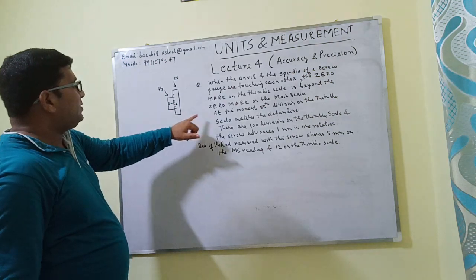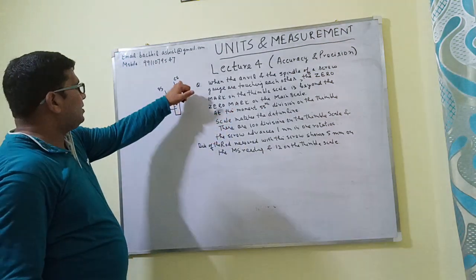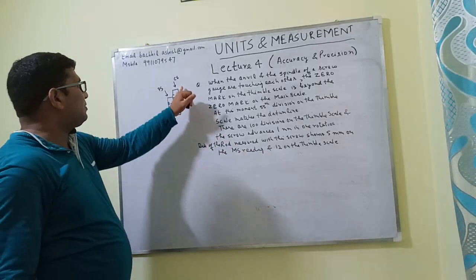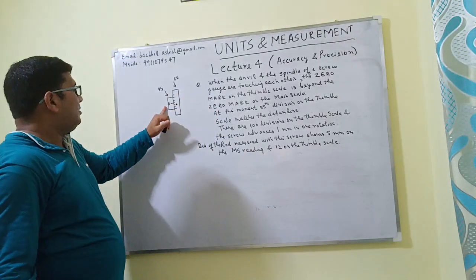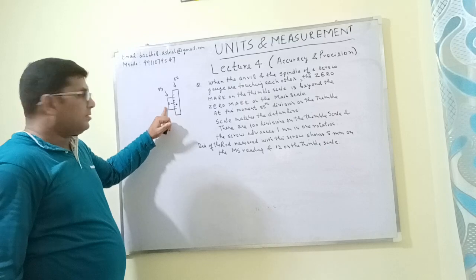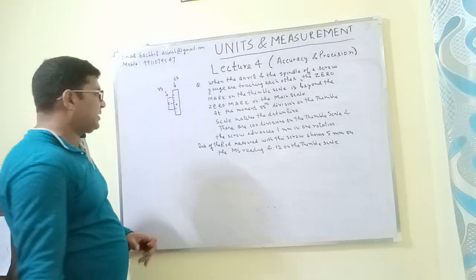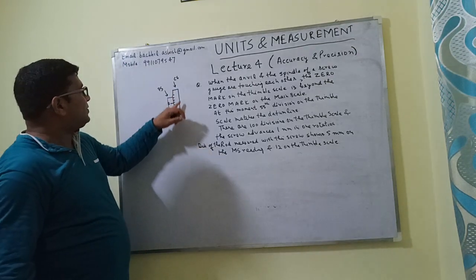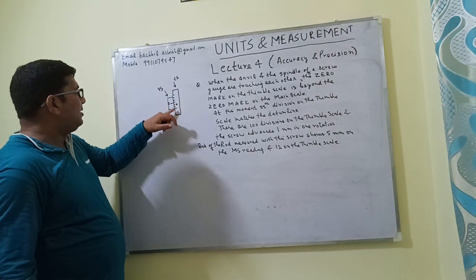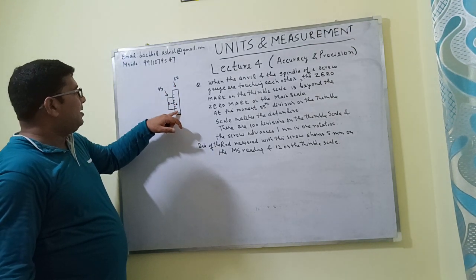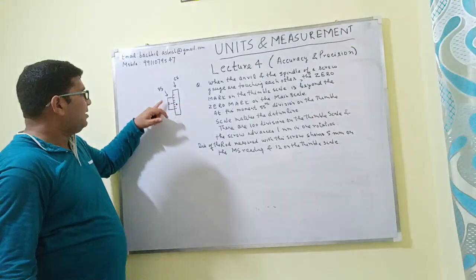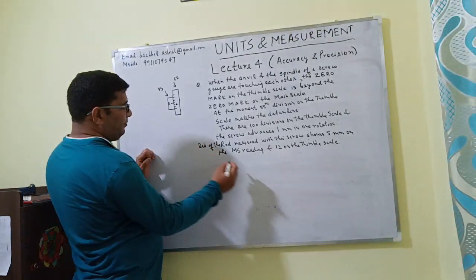So at this moment the 55th division on the circular scale matches the datum line. Datum line means the 55th division of the circular scale is matching the pitch scale division. Okay, any division on the pitch scale. Now when the zero of the circular scale is beyond the zero mark on this main scale or the pitch scale, then the zero error is positive.